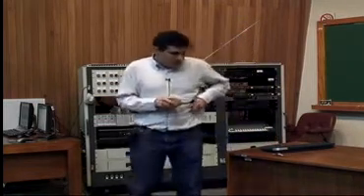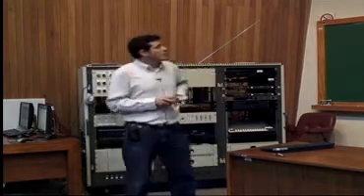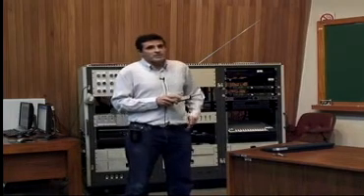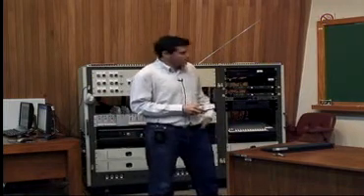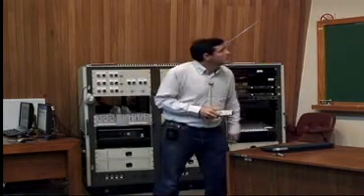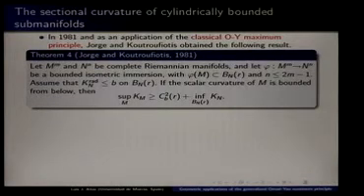Okay, now let us say something about the sectional curvature of cylindrically bounded submanifolds. In '81, and as an application of the classical Omori-Yau maximum principle, Jorge and Koutroufiotis obtained the following result, which is well known. We consider M and N complete Riemannian manifolds of dimensions m and n, and we take a bounded isometric immersion such that the image is contained in a geodesic ball of radius r, and we have this bound for the dimension and this relation between the dimension of N and the dimension of M.